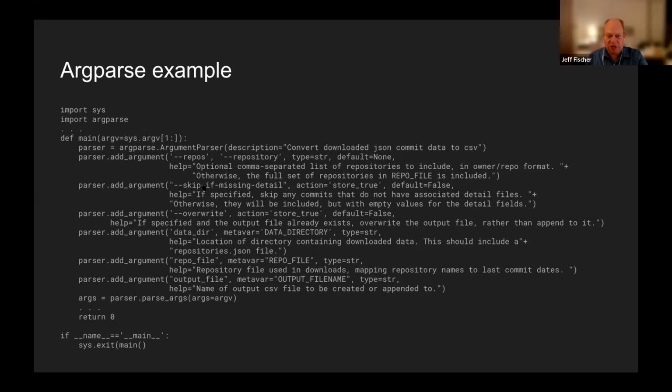There's some Boolean options as well, right? So like skip a missing detail or overwrite. Then there's a bunch of positional arguments, and these are really for passing, in my case, I'm using them for passing data files and directories and things to this thing, so they're not hard coded in the script.